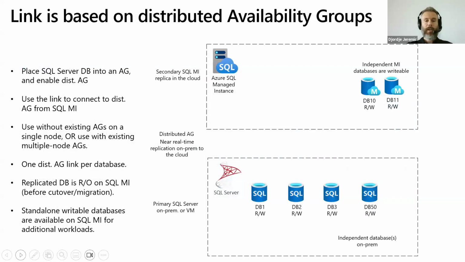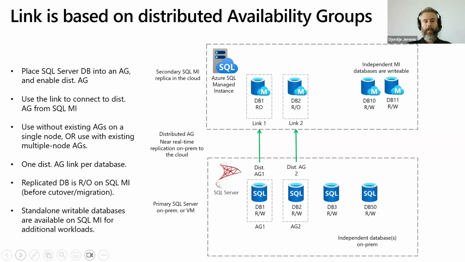So say that you actually have multiple databases that you wish to replicate. On the lower part of the screen, you see a SQL Server hosting multiple databases, and on the top part of the screen, you see SQL MI. If you want to replicate multiple databases to SQL MI, you will create an availability group. You will create a distributed availability group on top of it if an AG is not already present, and then you will create a link on top of that. And the same for DB2 and the same for DB3.